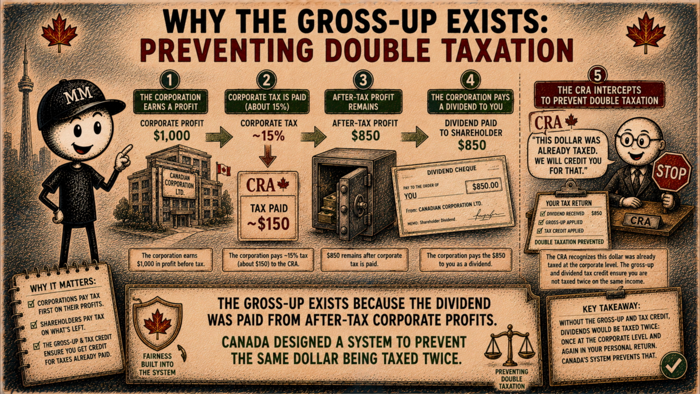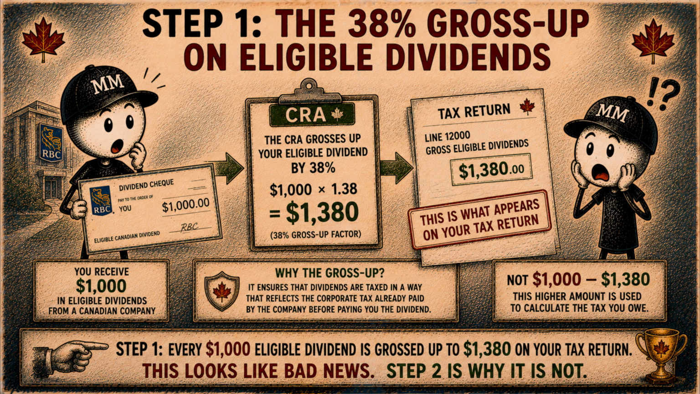It is called the Dividend Gross-Up and Tax Credit Mechanism, and it works in 2 steps. Step 1. The gross-up. When you receive an eligible Canadian dividend, Canada grosses it up by 38%. This means the CRA treats your dividend as if it were larger than it actually was, to approximate the pre-tax profit that the corporation earned before paying corporate tax.